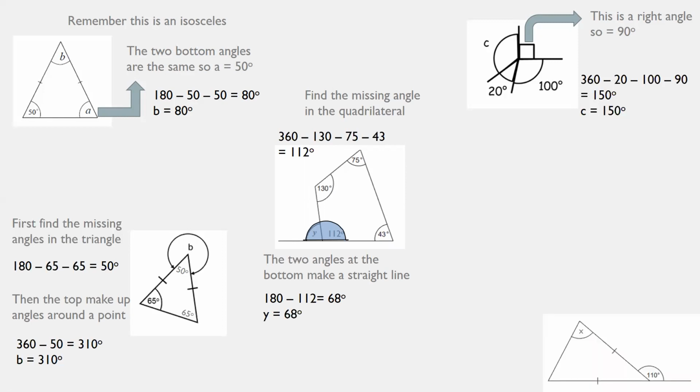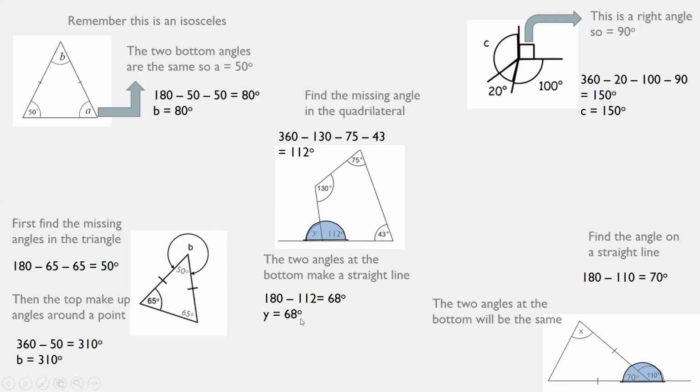And then over here, we're going to find the angle on the straight line first. So again, those two there, they make a straight line. So we're going to take it away from 180. So that means that that little one in there must be 70. Then we know that these two angles are going to be the same, these two here, because remember it's an isosceles. So if we already have 70, we're going to take that away from our 180, this triangle. Take away the 70, leaves us with 110.